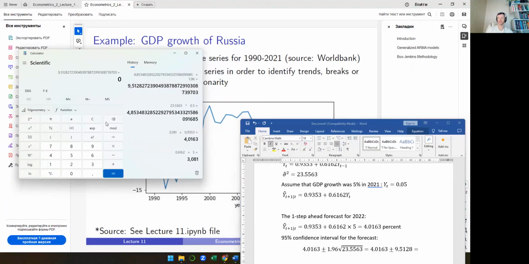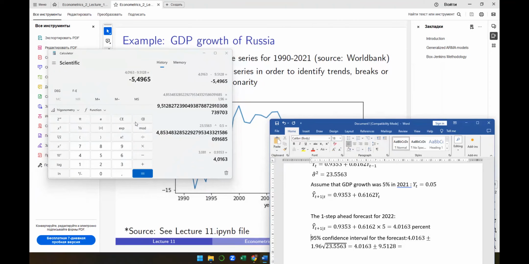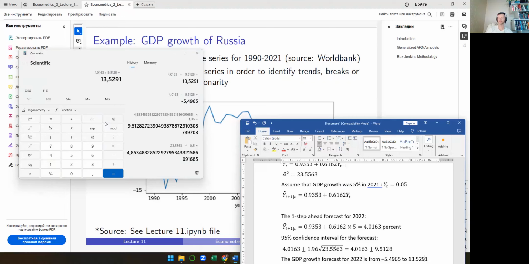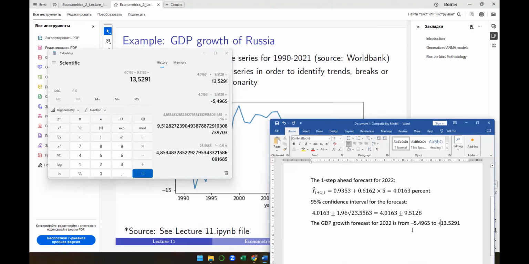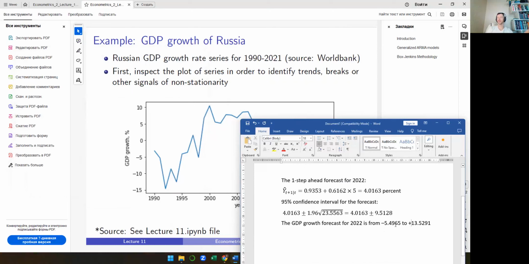Well, our forecast is going to be 4.0163 minus 9.5128 and plus 9.5128. So basically the GDP growth forecast for 2022 is from minus 5.4965 to 4.0163 plus 9.5128, that is 13.5291. Well, again, this is not a very precise forecast, right? The spread is so large, from minus 5.5 to plus 13.5, so almost no use of such a forecast.